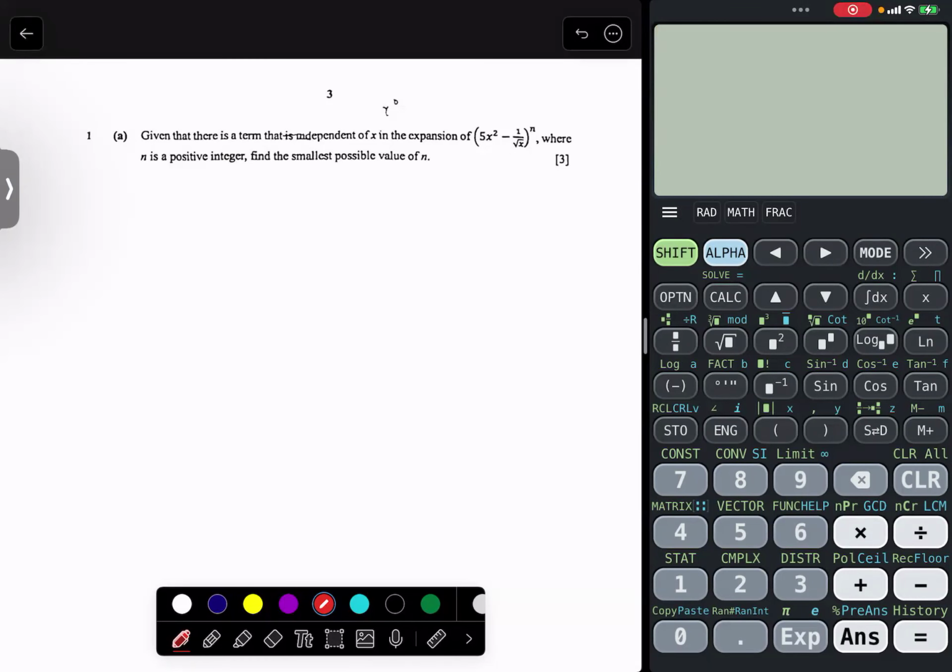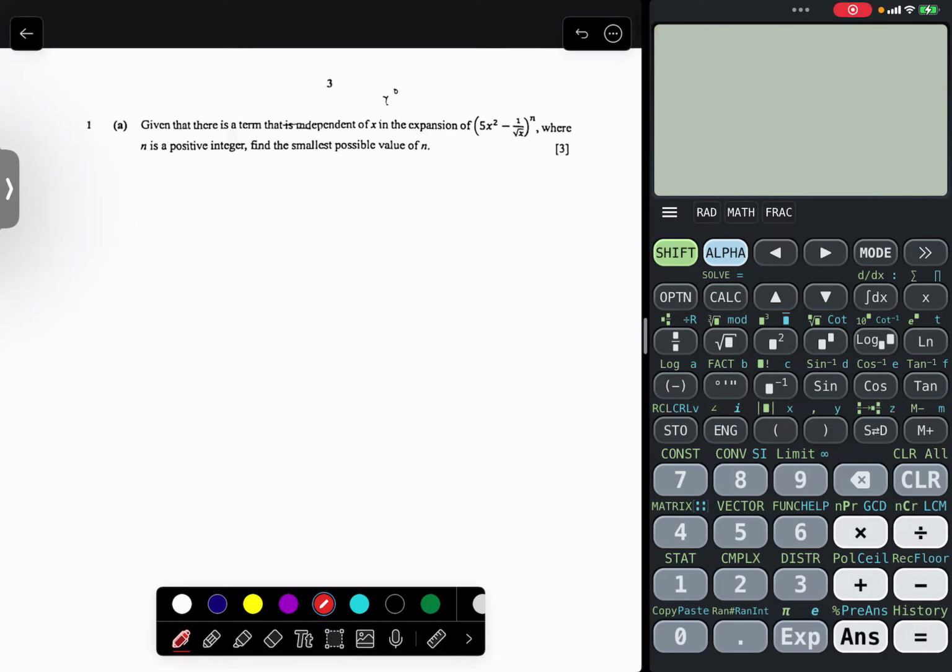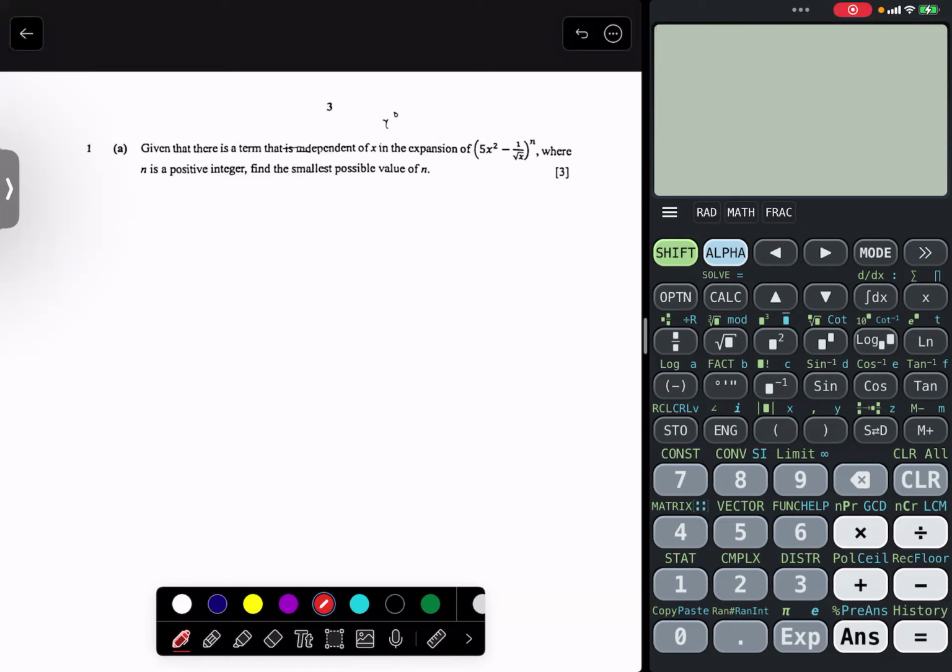Okay, let's look at Nanqiao High School Paper 2, 2024 prelim. Given that there is a term that is independent of x, which means x to the power of 0, in the expansion of (5x squared minus 1 over root x) to the power of n, where n is a positive integer. Find the smallest possible value of n.